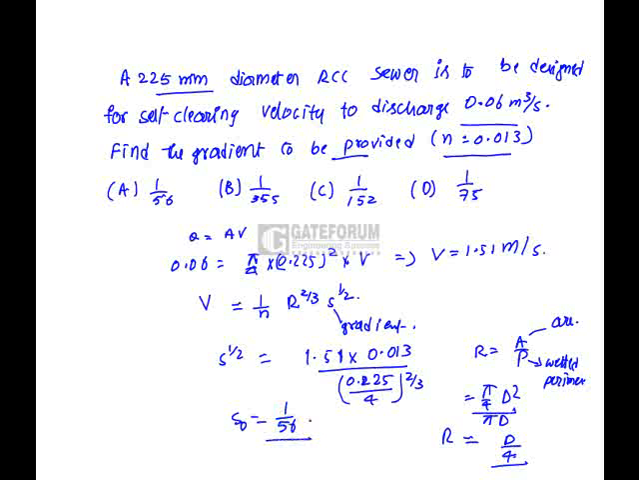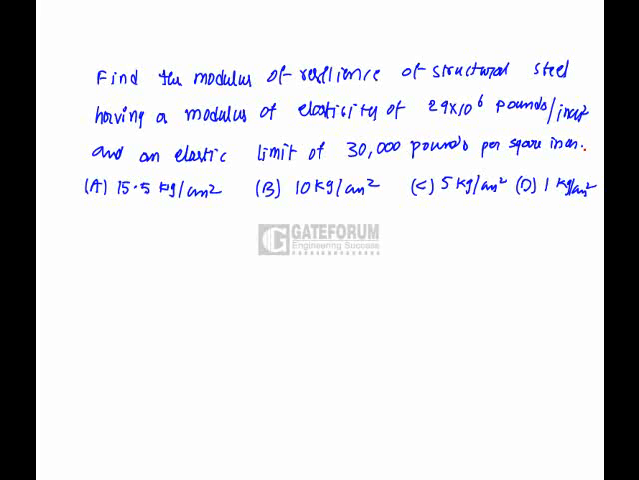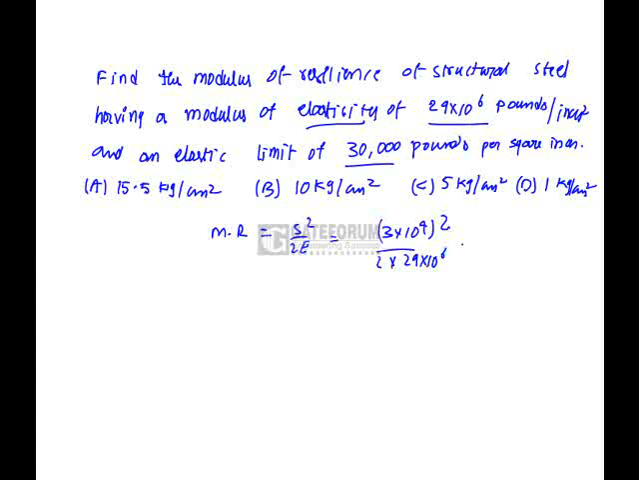Option A is correct. Find the modulus of resilience of a structural steel having modulus of elasticity given and the elastic limit, the value is given as 30,000 pounds per square inch. So modulus of resilience is equal to sigma square by 2E, that is equal to 3 into 10 to the power of 4 whole square by 2 into 29 into 10 to the power of 6, that is equal to 15.5 pounds per square inch.